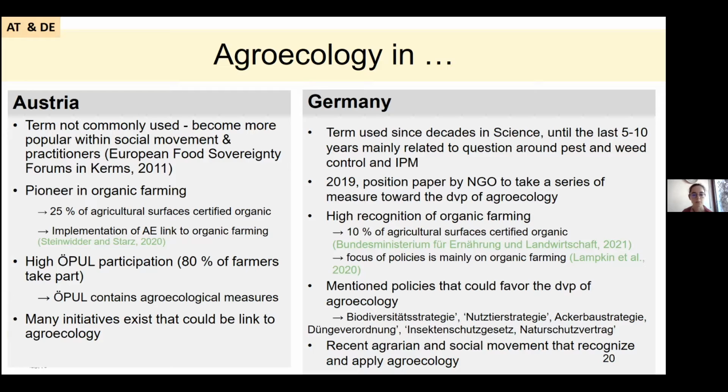And just as a reminder, the EU aims, through its Farm to Fork strategy, for the goal of 25% to be reached in 2030 for all European countries.